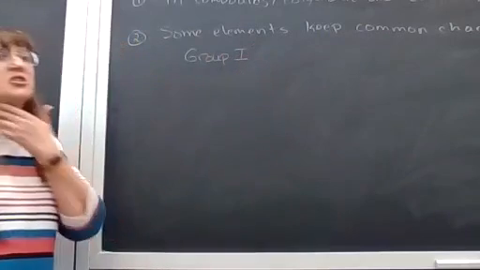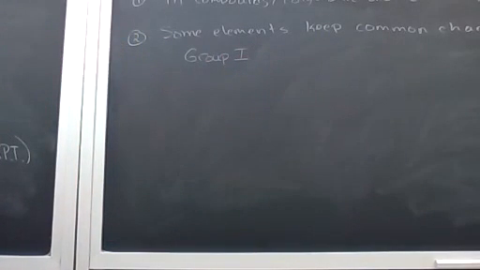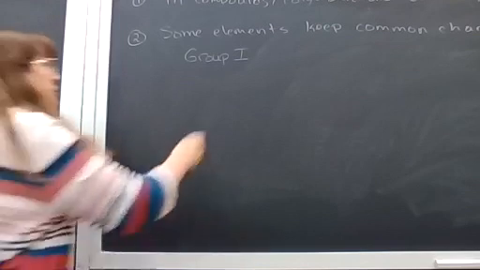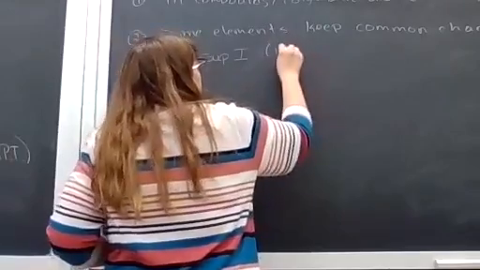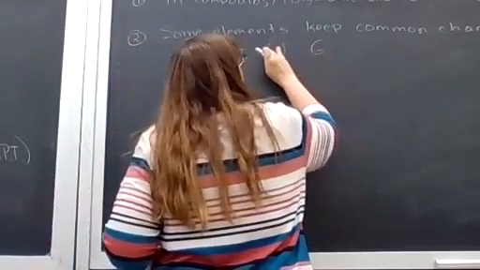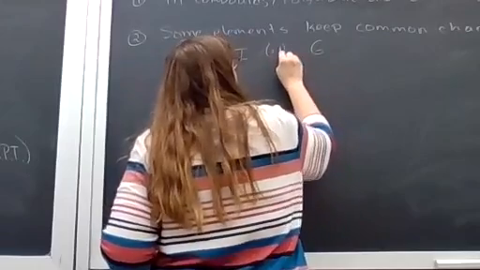Okay, so some elements are always going to be their common charge when they're in compounds. Now, if they're a pure element, they'll be zero. But if they're mixed with other elements, then they're always going to be that common charge. So group 1 always has what charge? That's the alkali metals, that first column, +1. So these will always be +1. Looks like an H. +1.